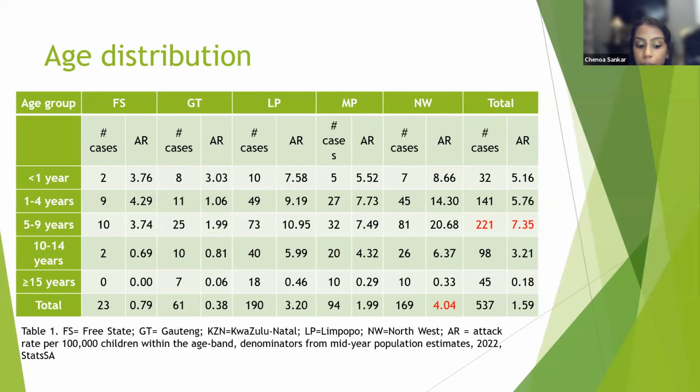The attack rates were highest in the 5 to 9 years age group, so 7.35 per 100,000 children. And the second highest was in the 1 to 4 year age group, so 5.76 per 100,000 children. And overall, the Northwest had the highest attack rate out of the 5 outbreak provinces, at 4.04.